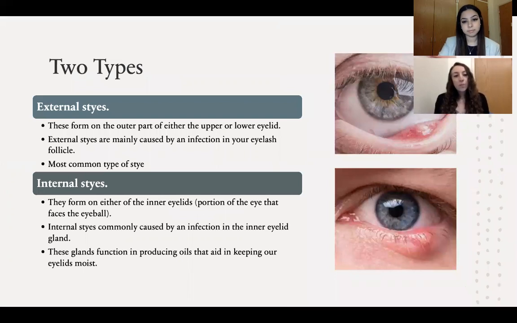So there's two types. There's an external stye, which forms on the outer part of the eye, either the upper or lower eyelid, and it's mainly caused by an infection in your eyelash follicle. It's the most common type, and you can also have internal styes, which form on either of the inner eyelids, and it's commonly caused by an infection in the inner eyelid gland, and these glands function in producing oils that aid in keeping our eyelids moist.